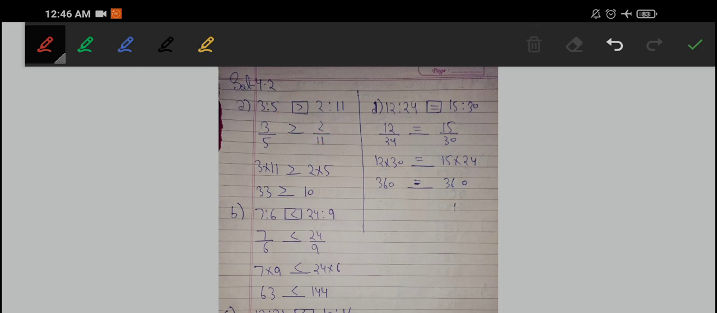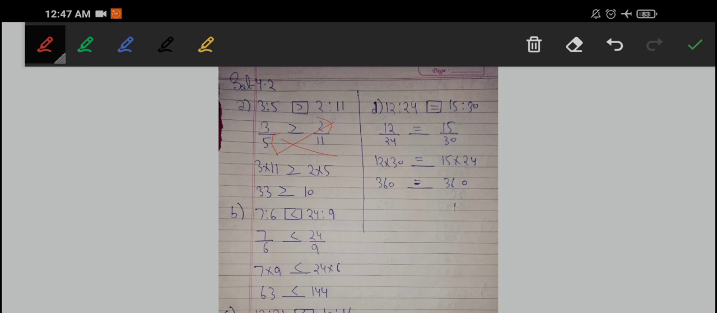So first of all we'll write the question along with the empty box. Okay, so this will be 3 upon 5 and 2 upon 11. Okay children, so in such cases we do cross multiplication. So this means that 5 will be multiplied with 2 and 11 will be multiplied with 3.